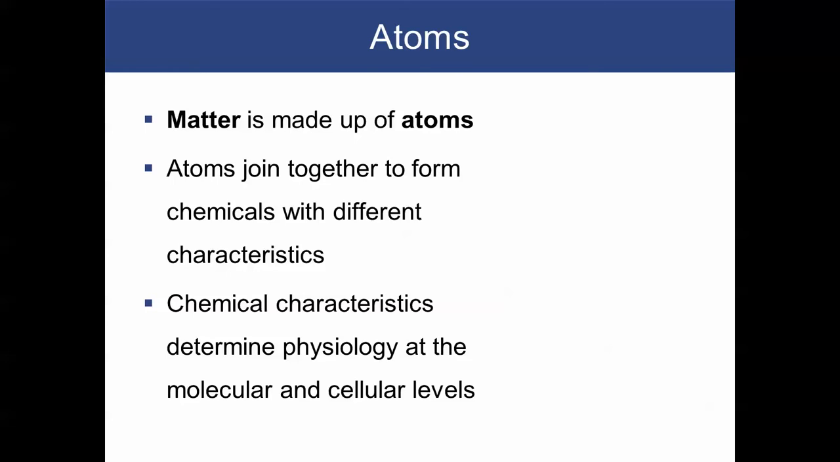Inside your cell, there's lots of different chemistry that's actually occurring, and that depends on what kind of atoms you have. Basically your body is made up of carbon, hydrogen, oxygen, and nitrogen, as well as a bunch of other minor chemicals, but those are the four basic ones.